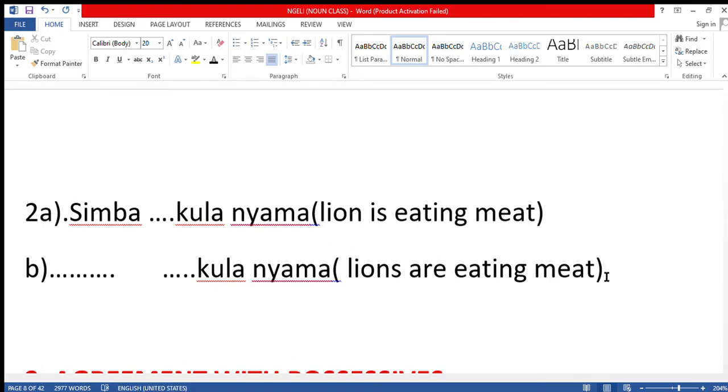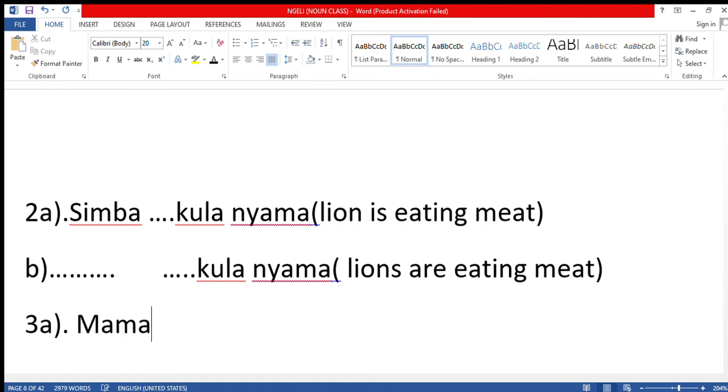Another example. Number 3. Nambari ya tatu. Yes. Mama. I did a mistake. Okay. Mama dash pika. Mama dash pika. Mama dash pika. Chakula. Let me just write mama anapika. Mama pika. Then you will complete.